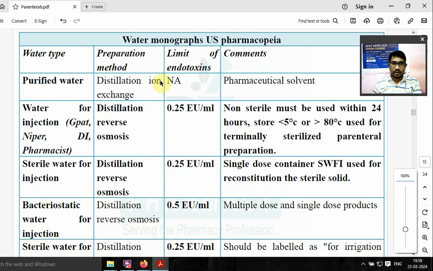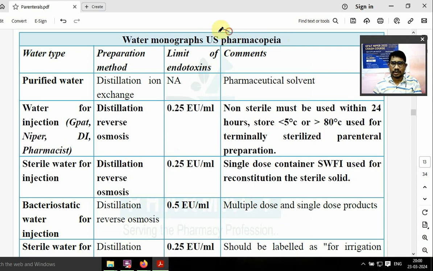First, the water monograph as per the US Pharmacopoeia. It is very important. This is the part. Now, types of water. First type, purified water. A question has already come on this part that I am telling.